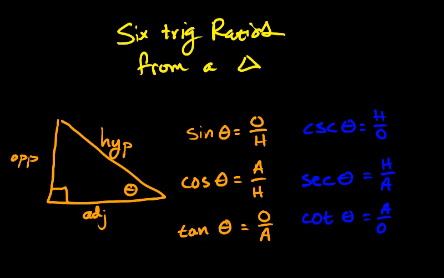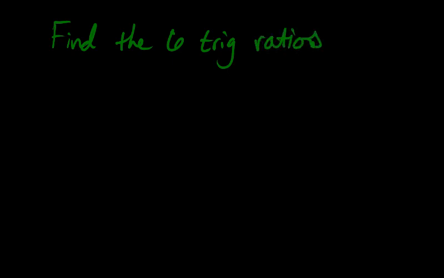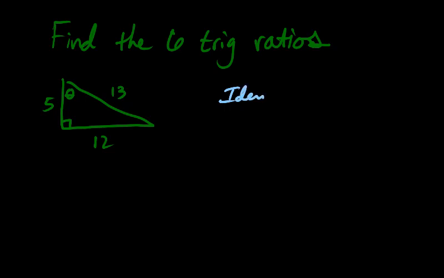So let's try one out. If we are told to find the six trig ratios, and we're given a right triangle, and let's say that this is 5, 12, and 13, nice Pythagorean triple, and let's go with angle theta there. What I would suggest that you do is identify the opposite side, the hypotenuse, and the adjacent side.